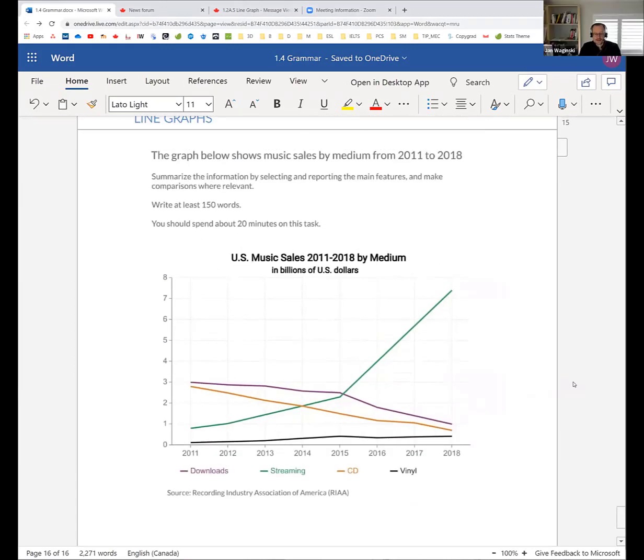Okay, so this is again the theme of Unit 1. The graph below shows music sales by medium from 2011 to 2018. Summarize the information by selecting and reporting the main features and make comparisons where relevant. What does by medium mean?